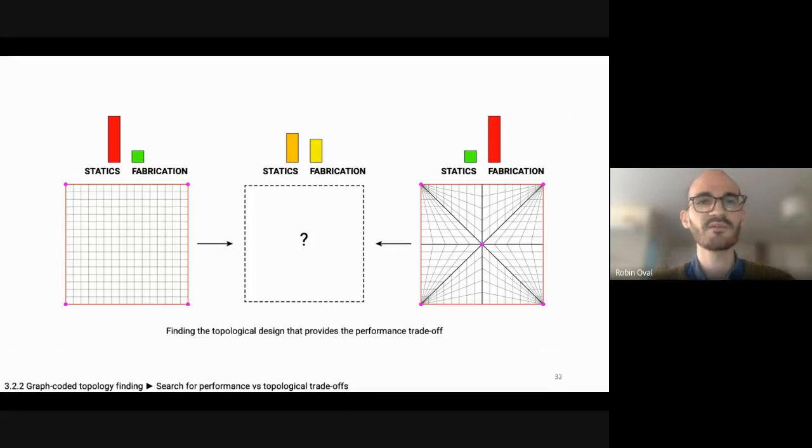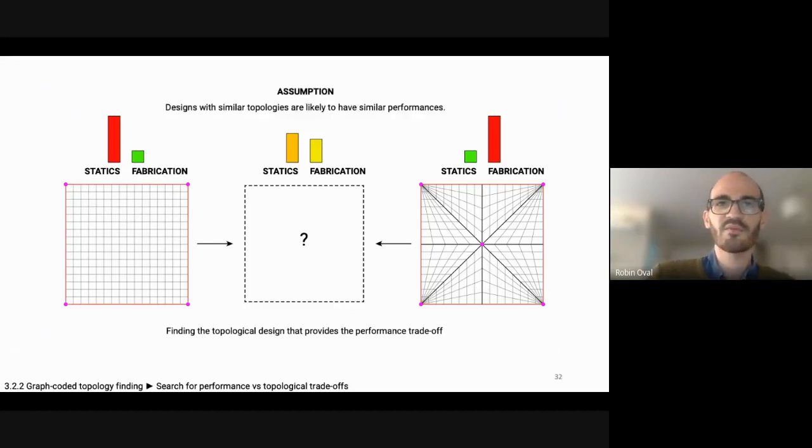However, as I said before, we need to think about all of these aspects. So the question is, by knowing a good design for different metrics, how do we actually find a performance trade-off that will give us something that's somehow efficient and somehow buildable?